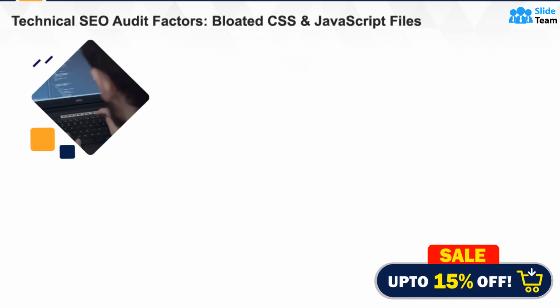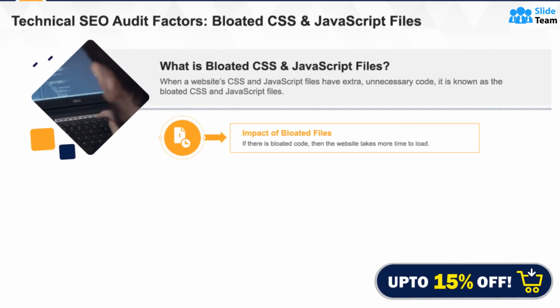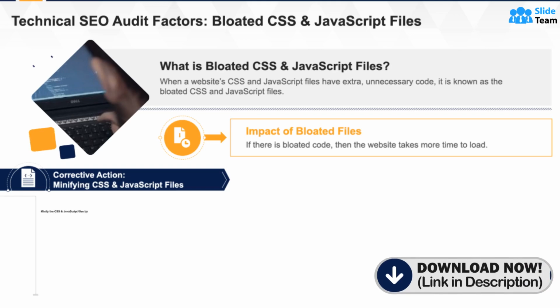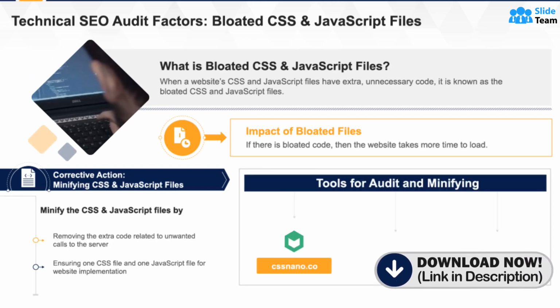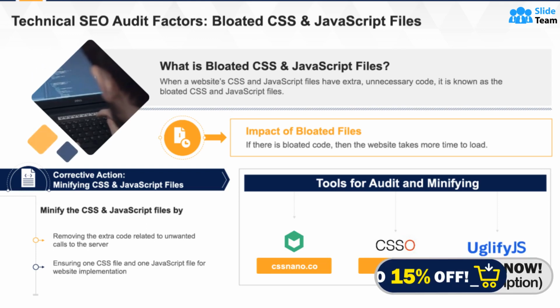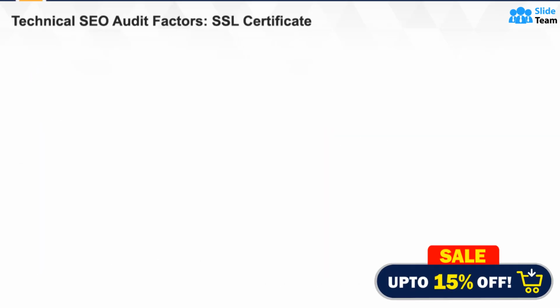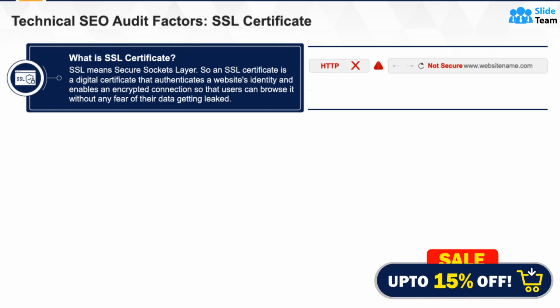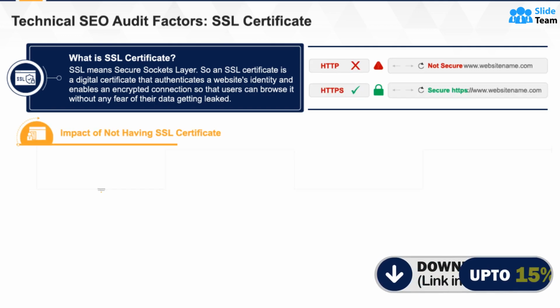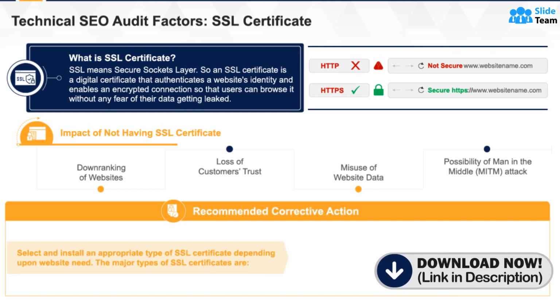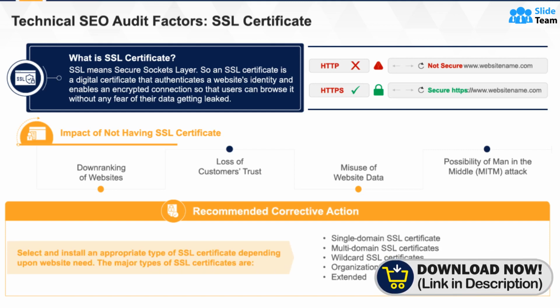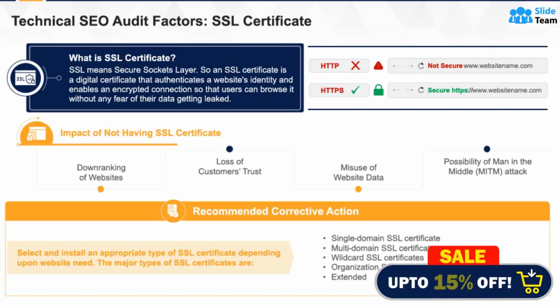Now, when speaking about SEO audit, we cannot skip the style sheet language CSS and JavaScript. Gain a deeper understanding of bloated CSS and JavaScript files that affect the website speed. SSL Certificate is also a crucial factor to consider as it authenticates a website's identity and enables an encrypted connection. This assures users that the site can be browsed without any fear of their data getting leaked.